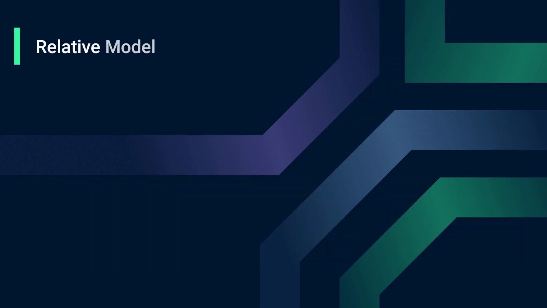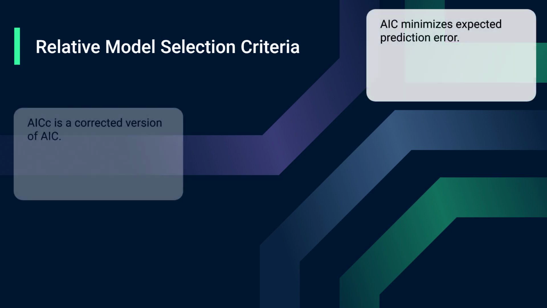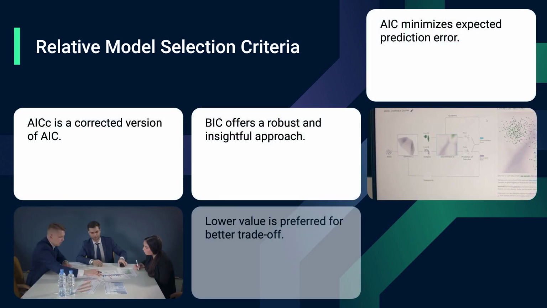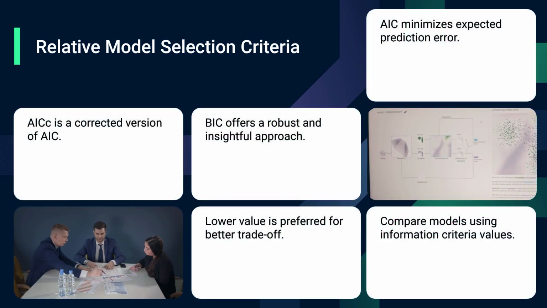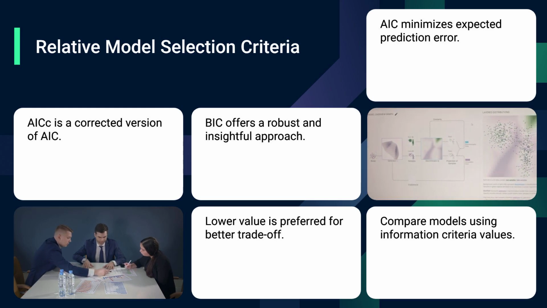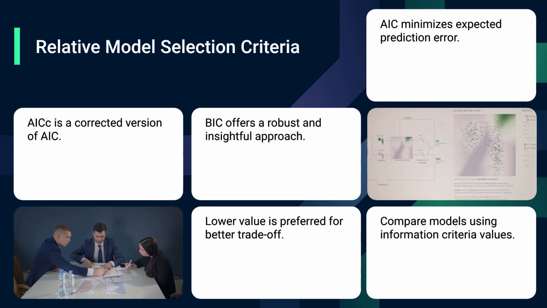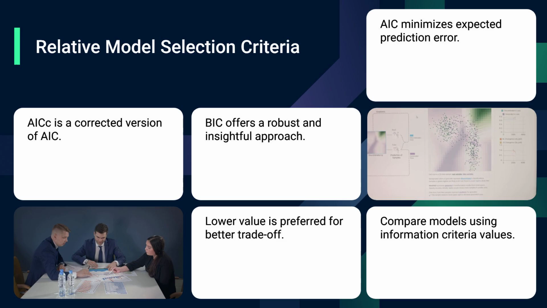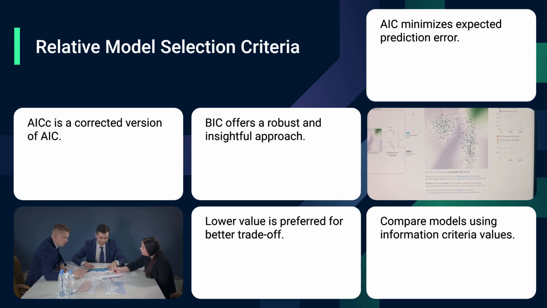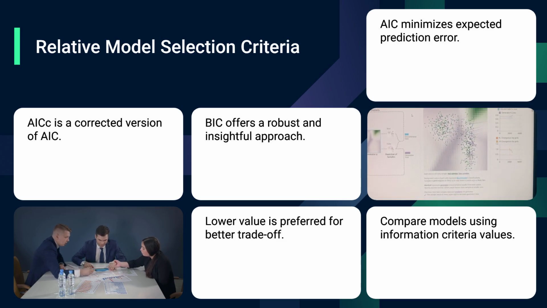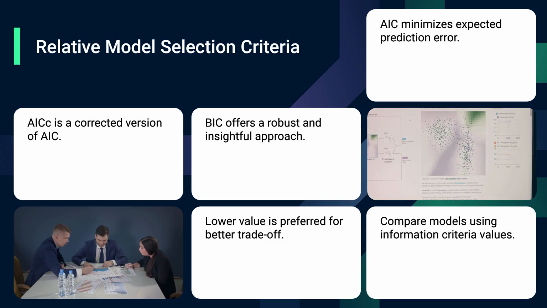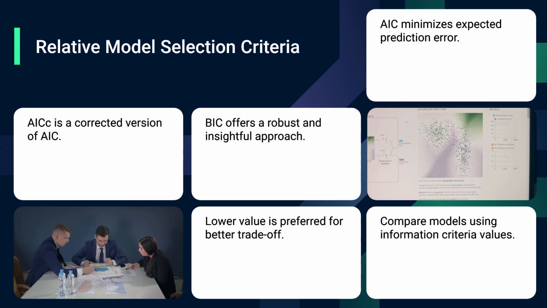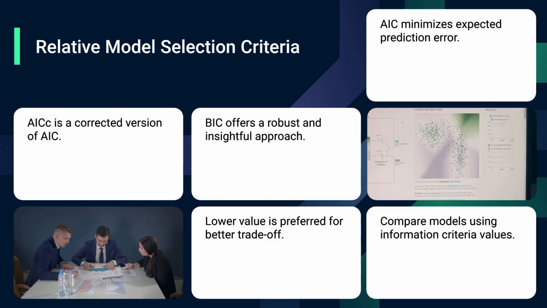In contrast, relative model selection criteria, like the Akaike information criterion, AIC, its corrected version, AICc, and the Bayesian information criterion, BIC, offer a more robust and insightful approach by focusing on model comparison. For example, when deciding whether to include a quadratic term in a regression model, researchers can fit both the linear and quadratic models and compare their information criteria values.